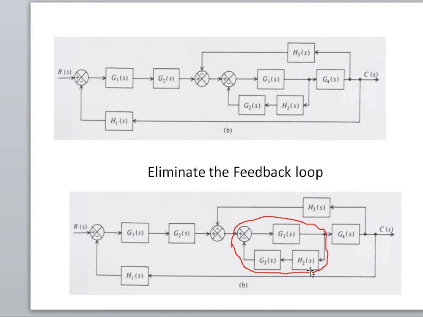In this loop, G2 of S and H2 of S are two adjacent cascaded blocks. So we can consider them as a single block with transfer function G2 of S into H2 of S. Since these two blocks are connected in cascade, we can consider them as a single block. You can see there is a feedback loop with negative feedback, because there is a negative sign at this summing point. So reduce this feedback loop using the equation G divided by 1 plus GH.